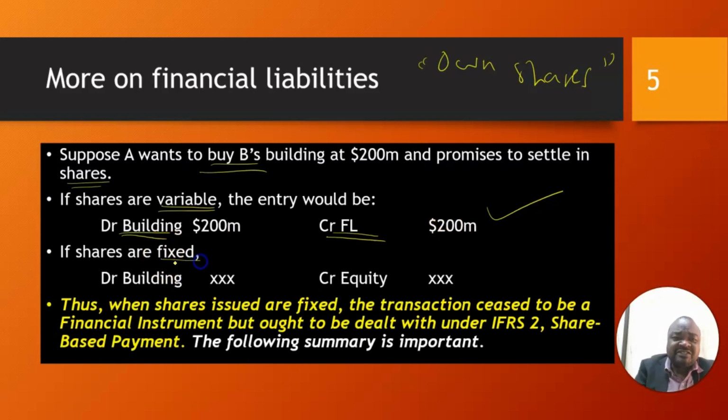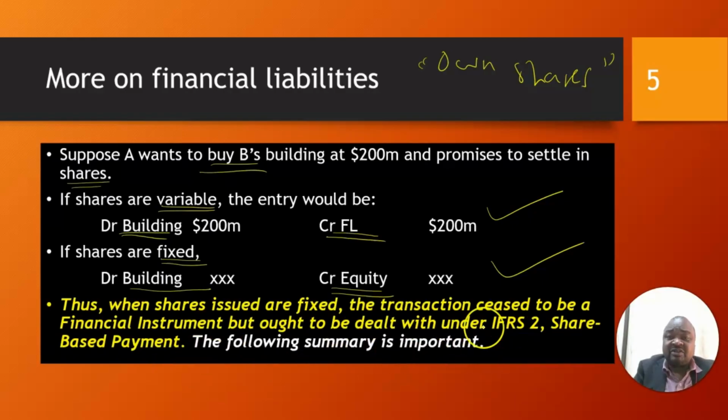But if the shares are fixed, yes, he's debiting the building because he's receiving the building, he's bought the building, so debit the building and credit equity. He's crediting equity. Why? Because the amount of shares is going to be fixed. So it's like he is issuing out the shares to B. So B, in a way, has become a shareholder. So that's the essence, guys. That's when shares issued are fixed. The transaction ceases to be a financial instrument, but ought to be dealt with under IFRS 2 share-based payment.